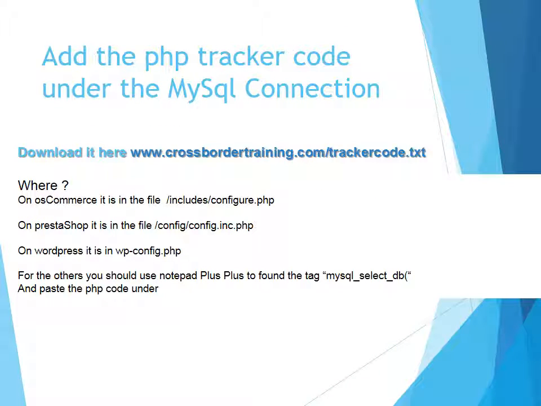So where to place this code, as I explained a bit just before. For WooCommerce, the best would be to paste it in include/configure.php. For PrestaShop, it would be in config.inc.php. For WordPress, it would be in wp-config.php.